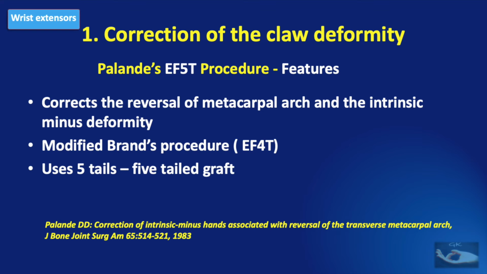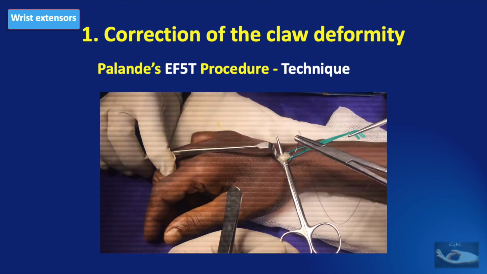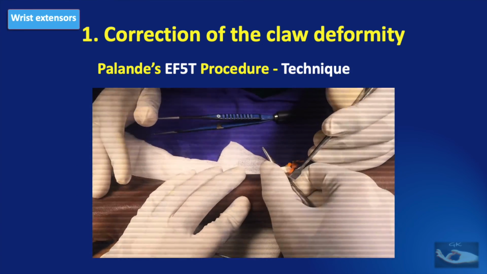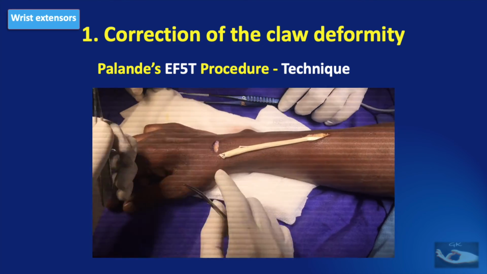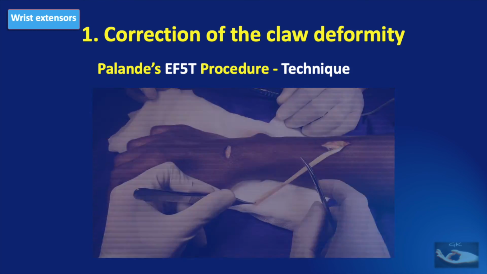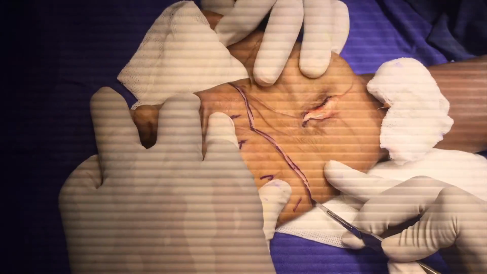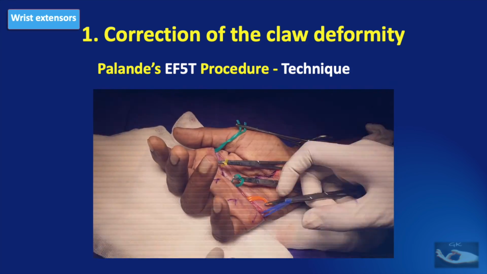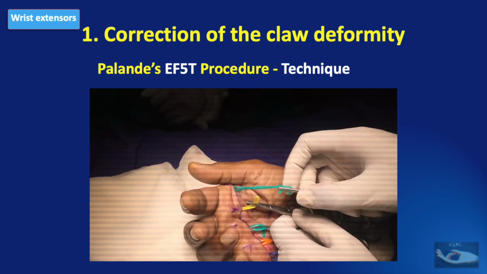So it is an extensor to flexor 5-tailed procedure. But each tail is not attached to the lateral bands like in the Brand's procedure. First, the ECRL tendon is harvested. It is lengthened with the tendon graft, usually fascia lata, tunneled to the wrist and retrieved at the level of the wrist. Now a distal palmar incision is made at the level of the distal palmar crease, and the hypothenar, lumbrical and interossei muscles and tendons are dissected.